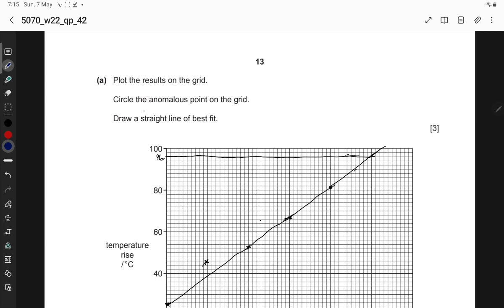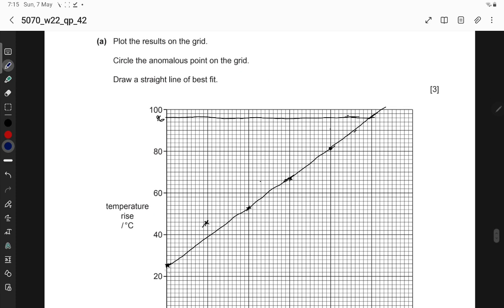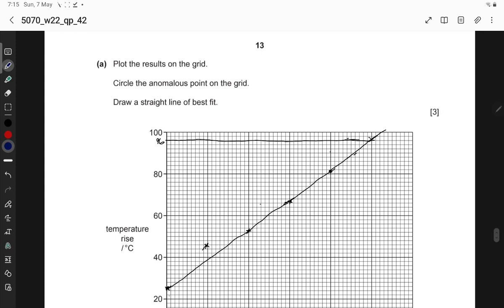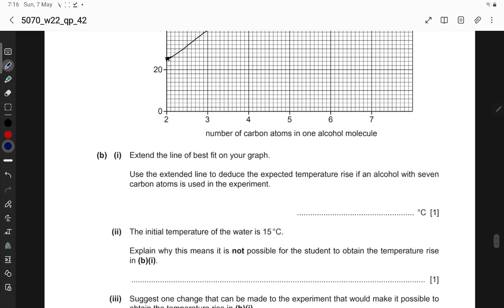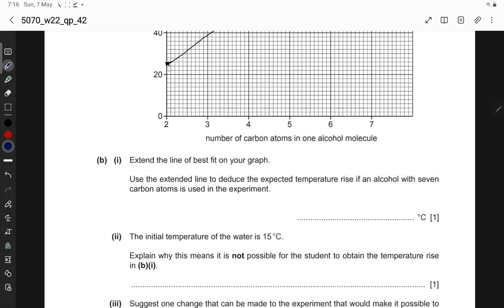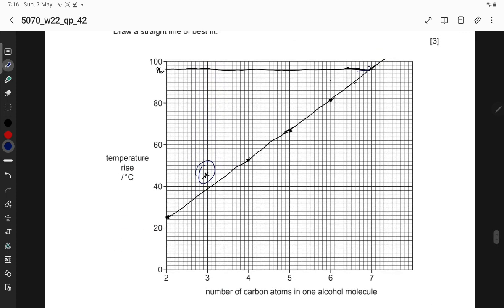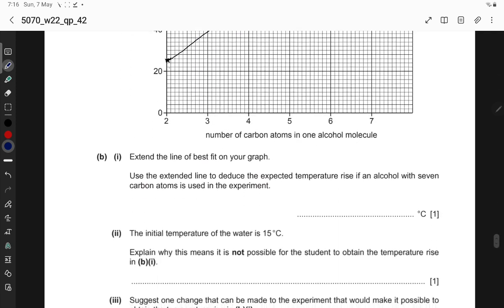Plot the results on the graph, circle the anomalous point on the grid. So this is 2 carbon, this is 3, this is 4, this is 5, this is 6, and this is the temperature change at 7. Circle the anomalous point, draw a straight line of best fit, extend the line of best fit on your graph. Done. Use the extended line to deduce the expected temperature rise at 7. So this is 96 degrees centigrade.